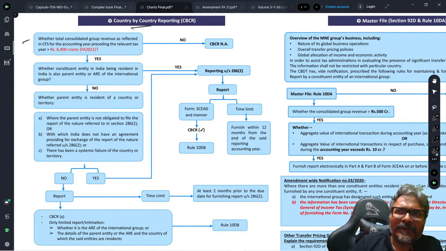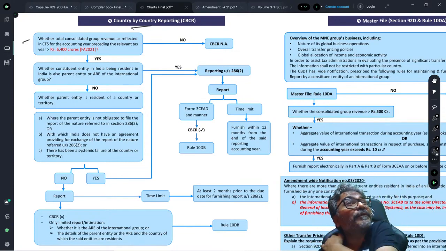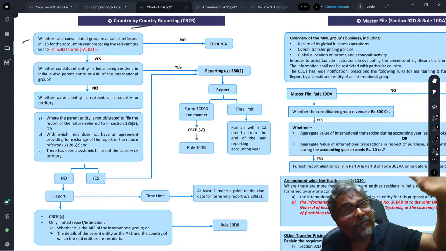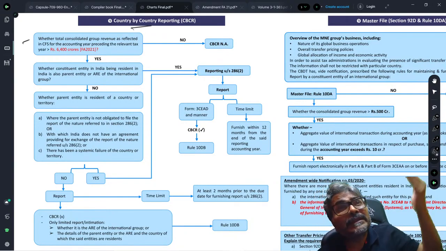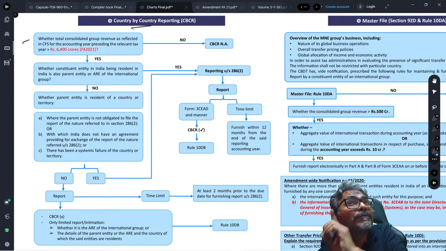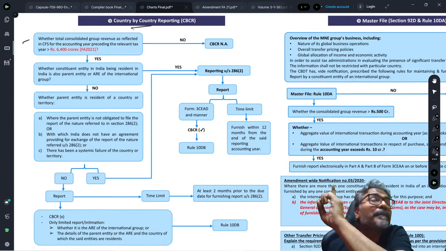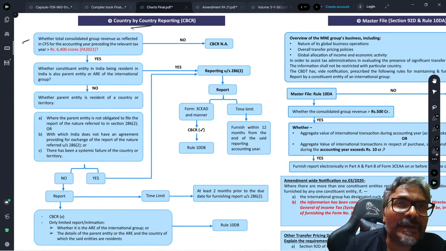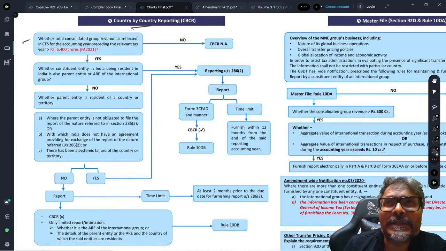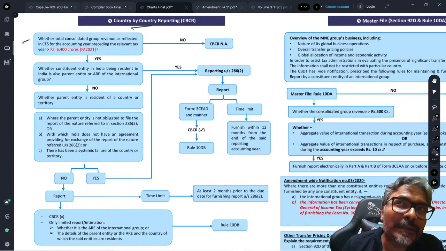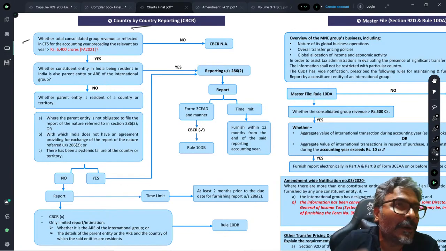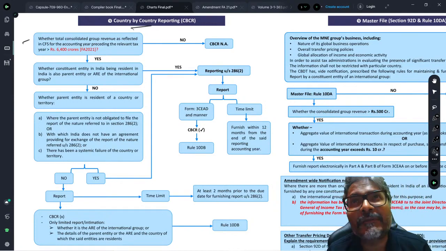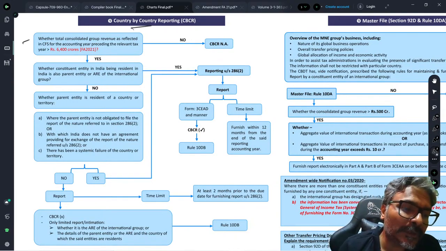Just visualize Coca-Cola's presence in more than 100 countries across the world. If Coca-Cola has to file CBCR, which they do, they have to file it in one country for all the 100 locations worldwide, with the parent country location. Whichever country they are parent of, like the US, in that country they will have to file the CBCR in respect of all the countries wherein they have their physical presence across the world. That is what it is, students.